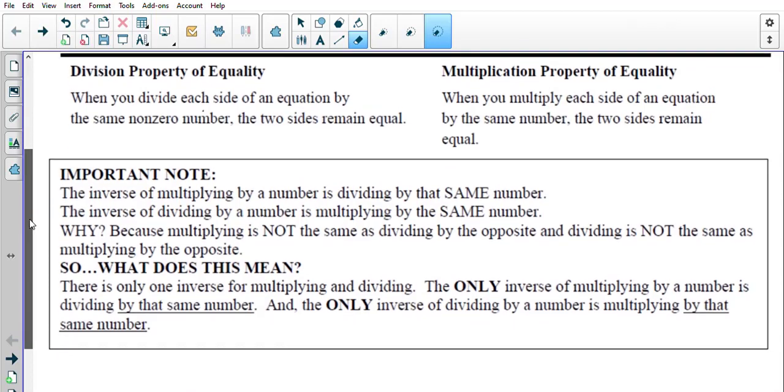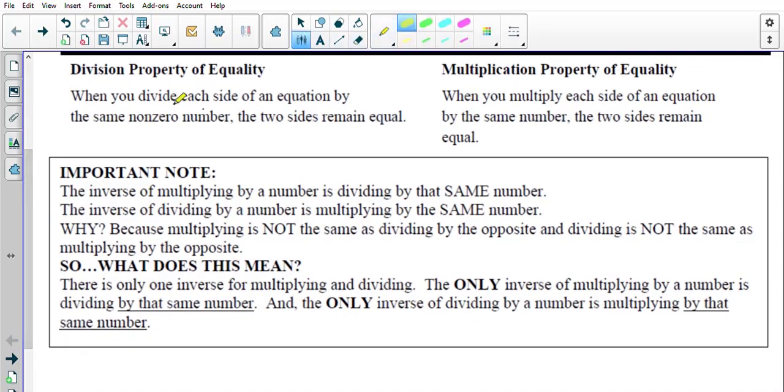Now, this box that I'm about to go over, and I'm going to put a little highlight here in yellow, just in the corner of this box, because it's really important. It says the inverse of multiplying by a number is dividing by that same number. The inverse of dividing by a number is multiplying by the same number. We only have one inverse for multiplying and dividing. That's going to be really important for us moving forward. So there's only one inverse for multiplying and dividing.